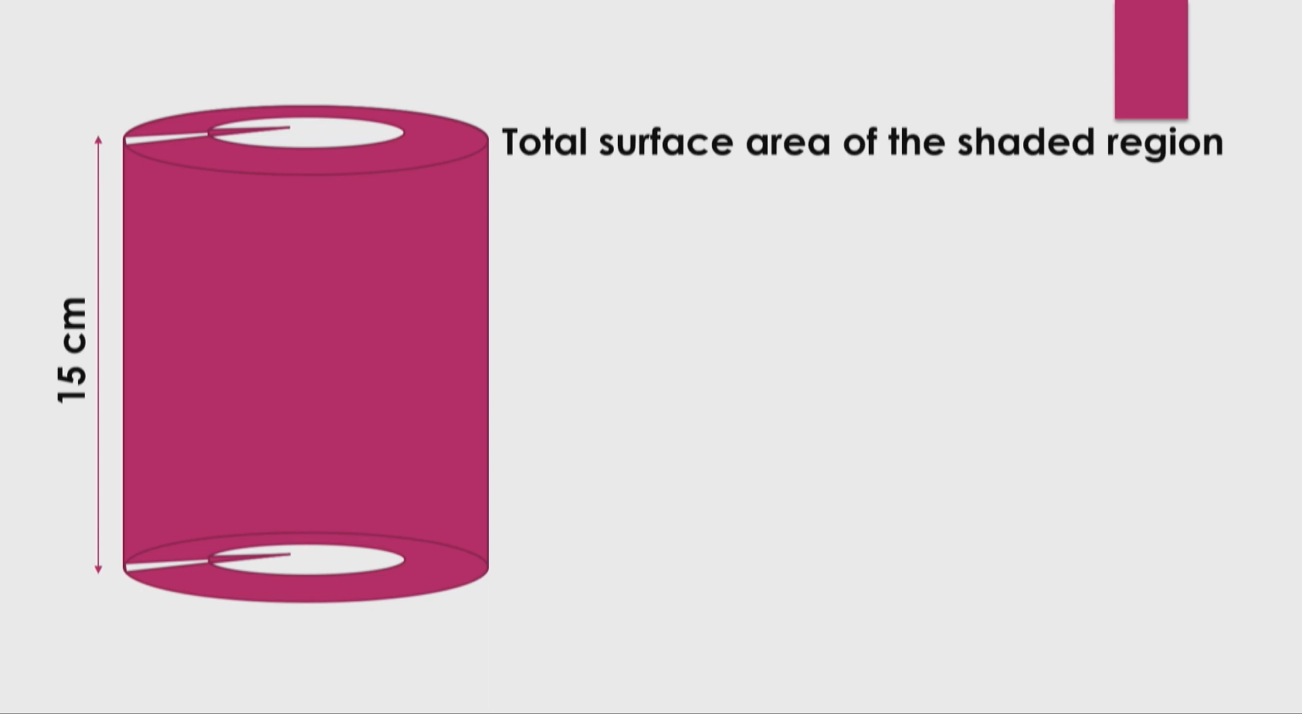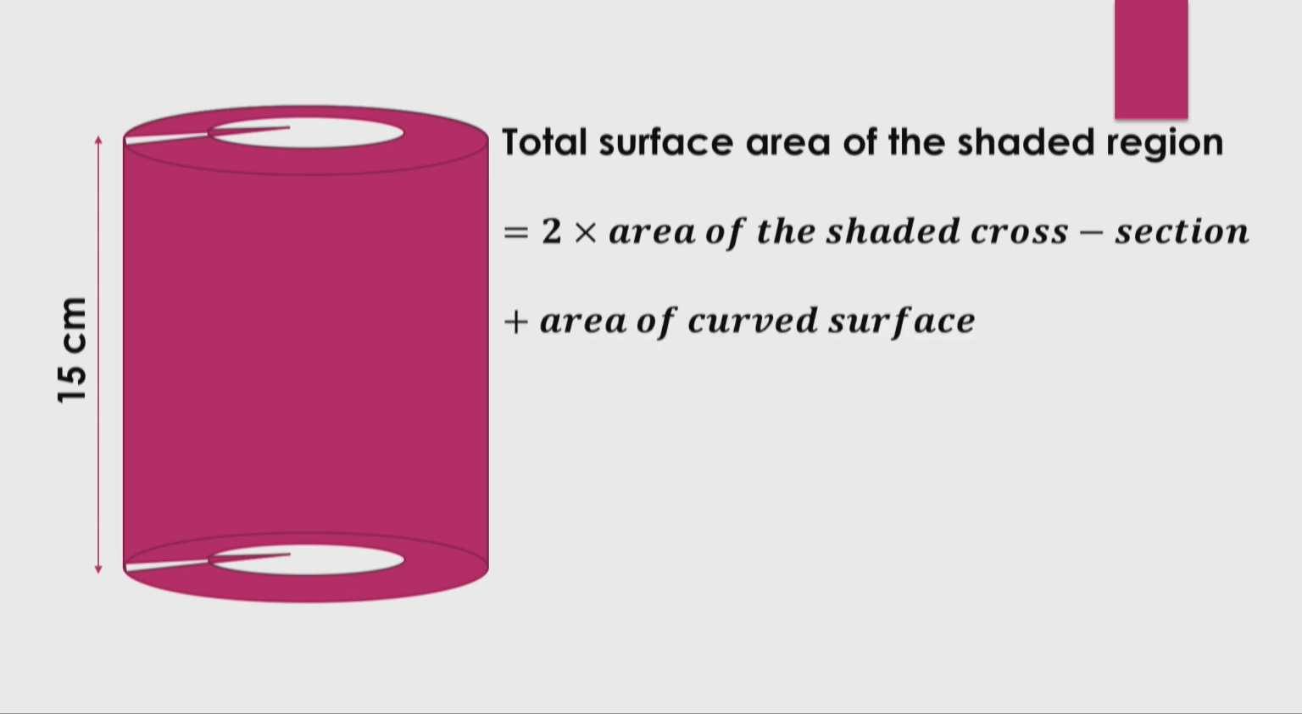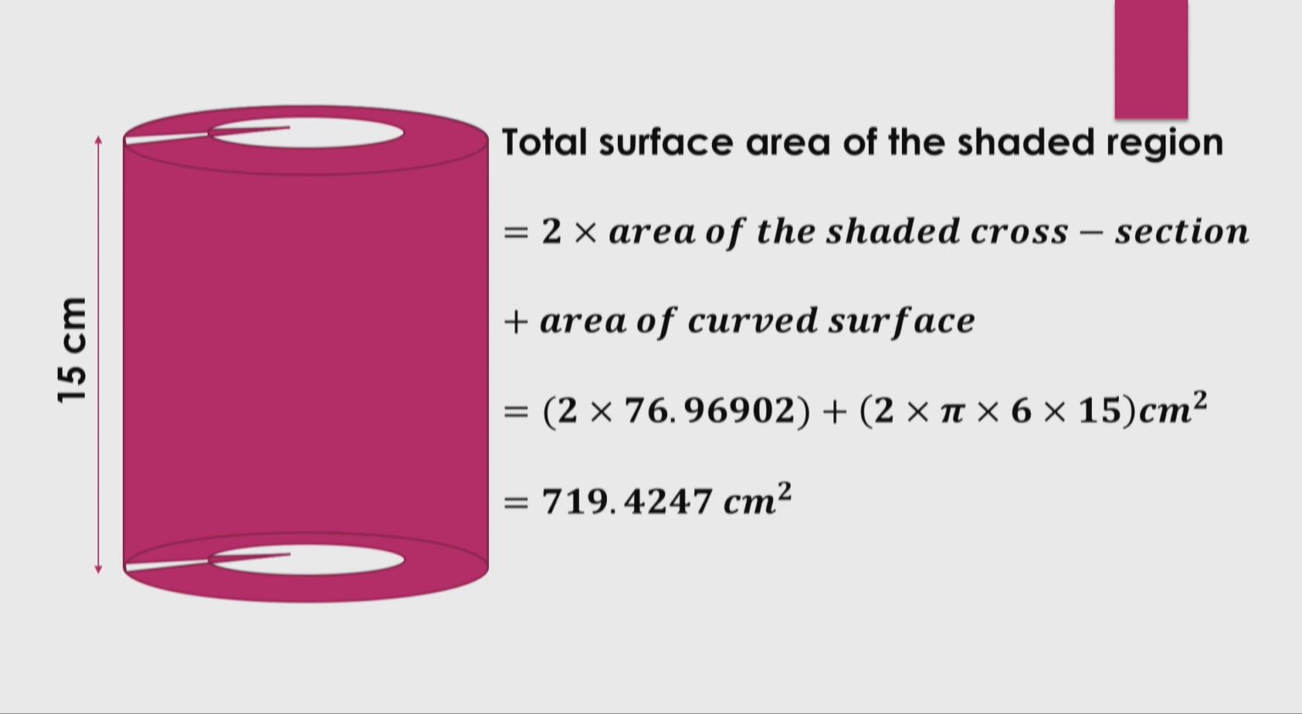Next, part B. Total surface area of the shaded region is equal to 2 times area of the shaded cross-section plus area of the curved surface, which is equal to 2 multiplied by 76.96902 plus 2 times pi times 6 times 15 centimeters squared. Evaluating this, we get 719.4247 centimeters squared. Rounding this off to three significant figures, we get 719 centimeters squared.